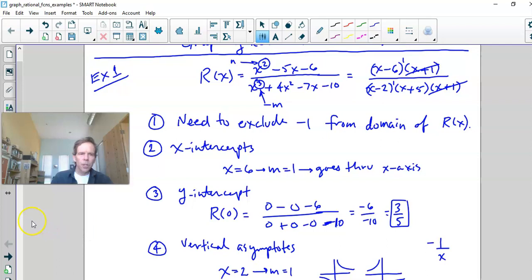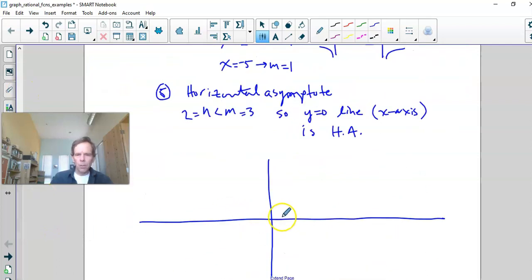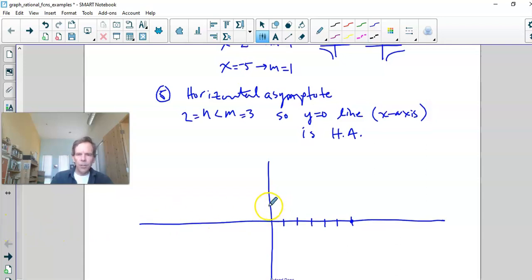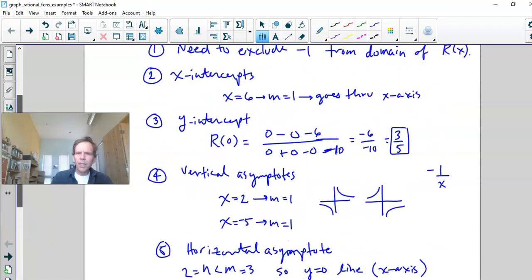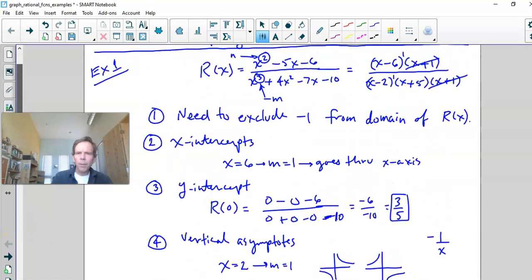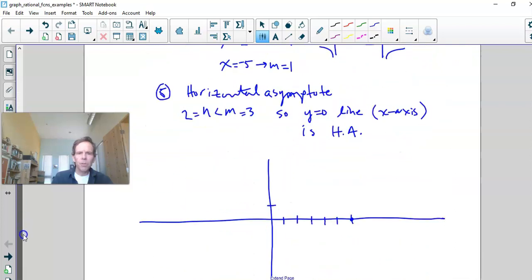X-intercepts, there's just 1, and it's x=6. So we'll go to 6. 1, 2, 3, 4, 5, 6. We'll put a dot there. And then the y-intercept, I think that was at like positive some fraction, right? I don't remember what it was. It's 3/5. That's a little bigger than a half. So I'm going to put that right there.